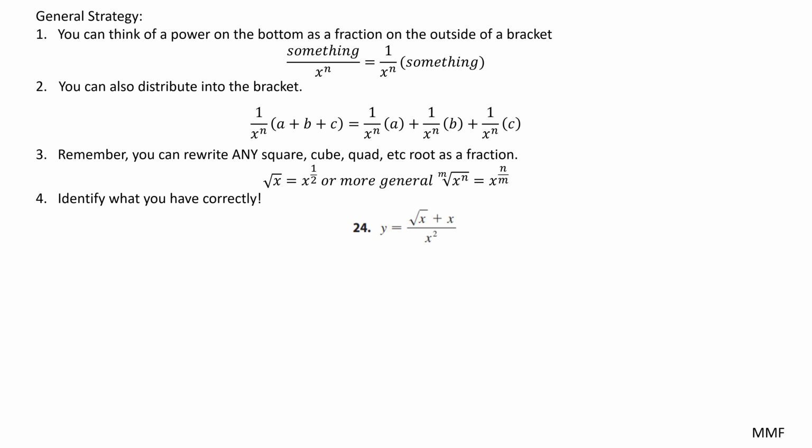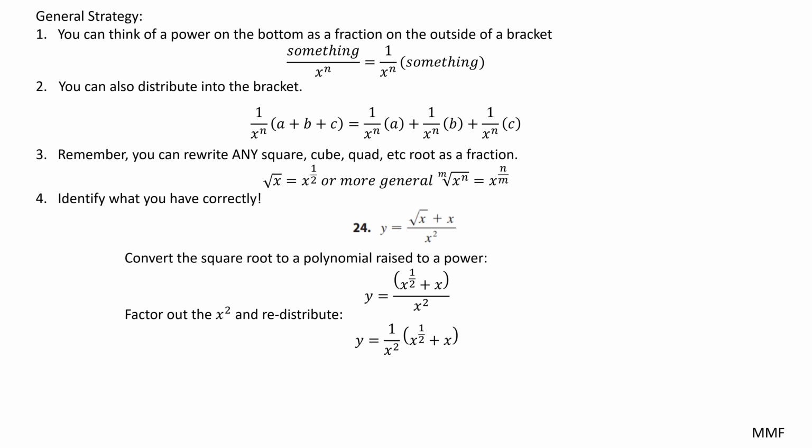First of all, I recognize that I have that square root, and because we're doing derivatives, it'd be much nicer if it said x to the 1/2. So I convert the square root to a polynomial raised to a power. Next step, I take that x squared on the bottom and I move it out, and I kind of treat it as a fraction. My next step is then I multiply both terms by the 1 over x squared.